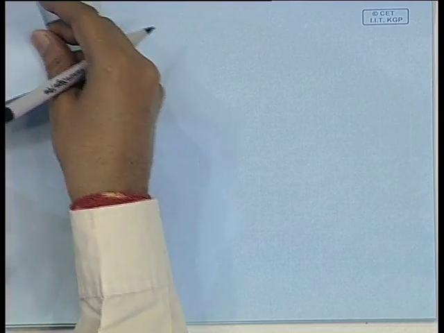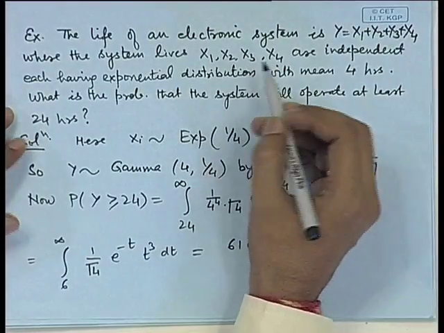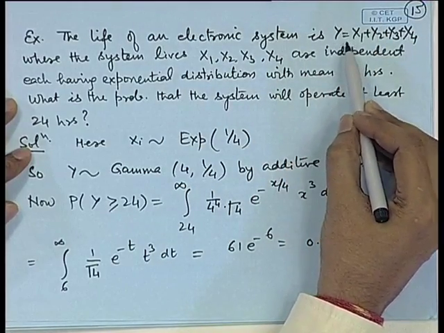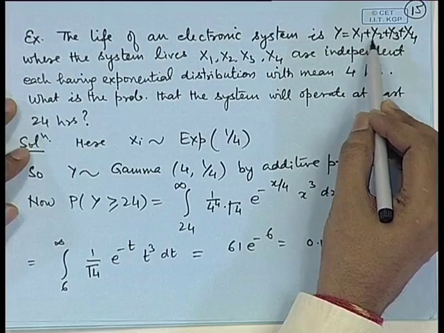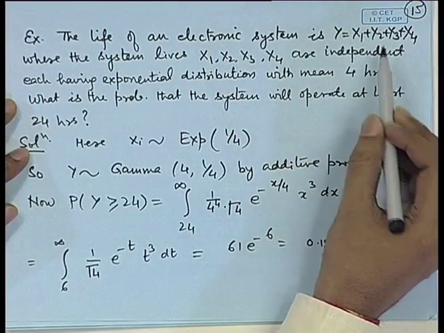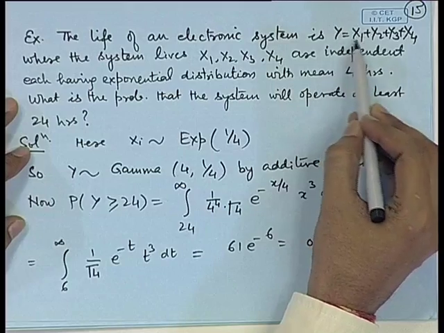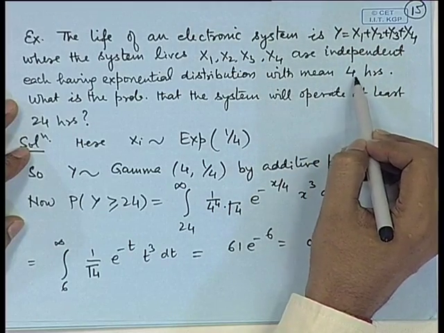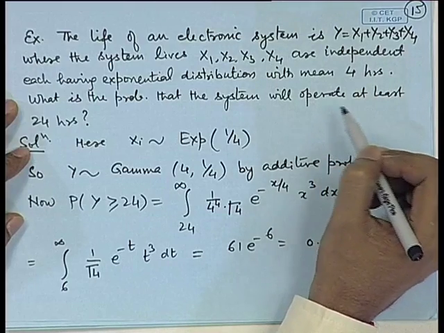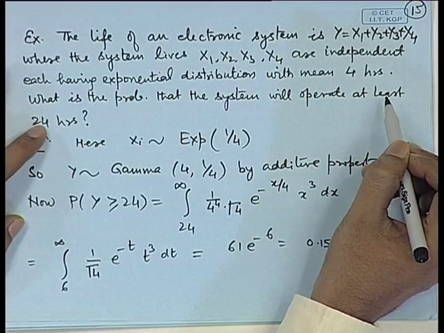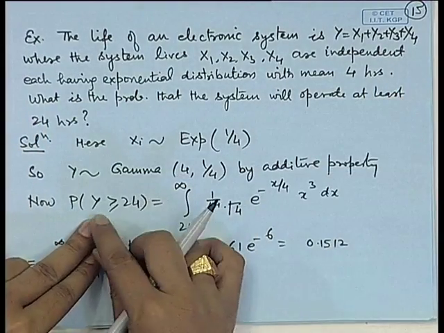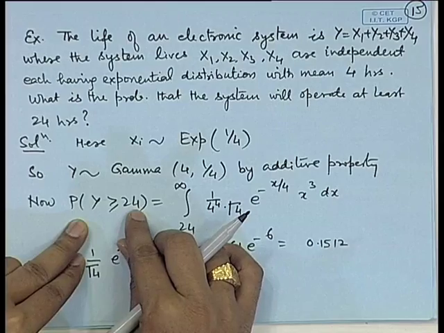We look at some application of the additive properties here. Suppose the life of an electronic system is described as the sum of 4 independent exponential lives. So, y is x 1 plus x 2 plus x 3 plus x 4, and each of the xi's is exponential with mean life 4 hours. What is the probability that the system will operate at least 24 hours? That means, we are interested to find the probability of y greater than or equal to 24.